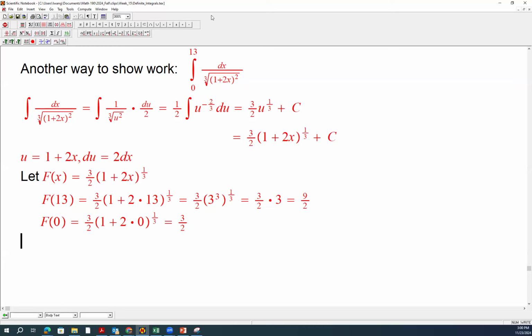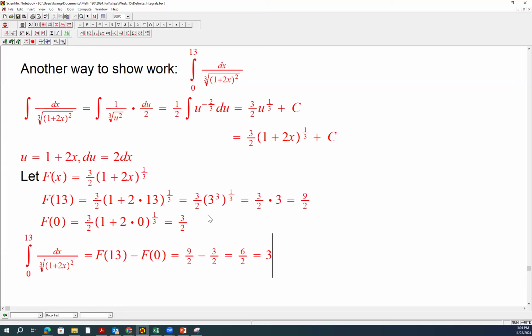And in the end, our answer, according to the fundamental theorem of calculus part 2, is equal to capital F of 13, subtracting capital F of 0. So you're showing your reader you really know your fundamental theorem of calculus part 2, which is 9/2 minus 3/2, right? And that will give us 6/2 equals 3. Finished. Okay, so this is the other way to show work.